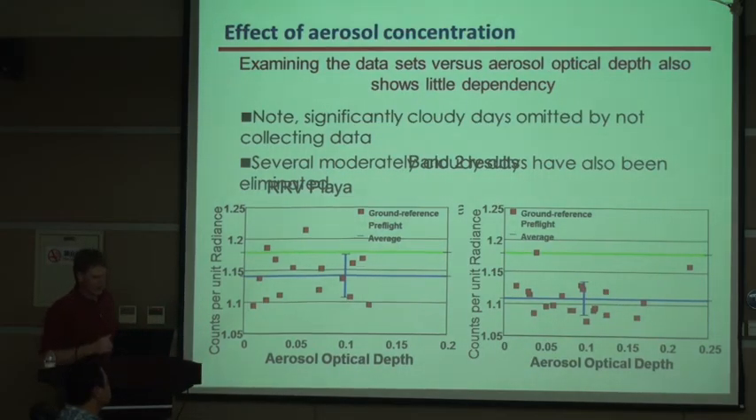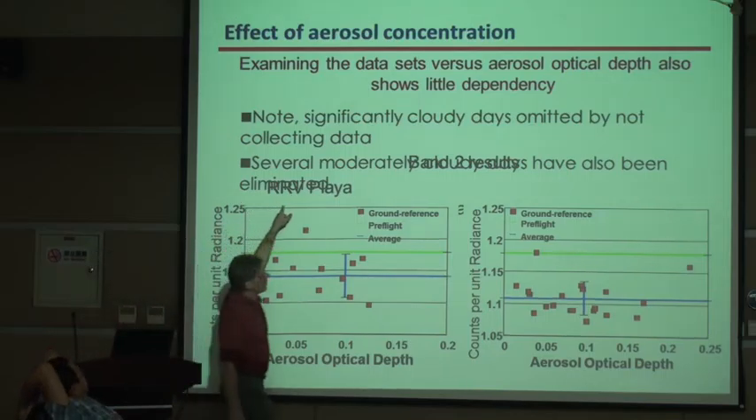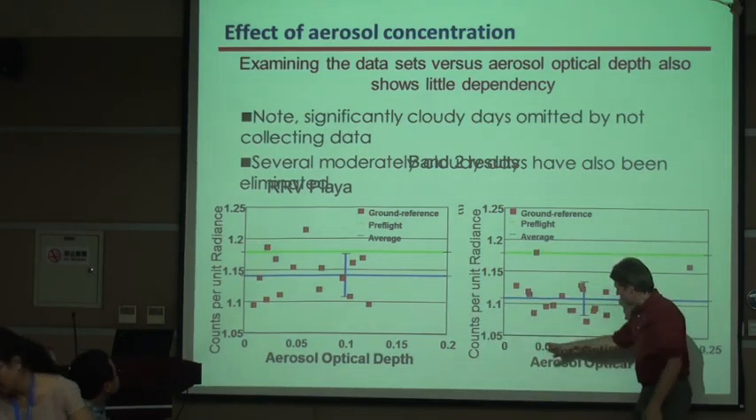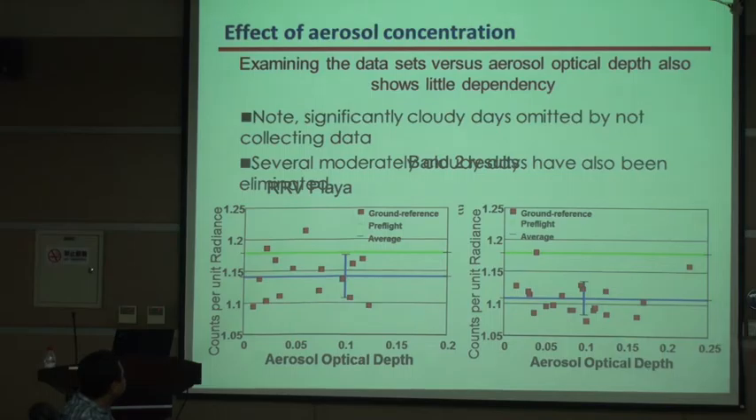So, other things. Titles, I apologize, something happens to the fonts here. But this is again looking at repeatability. This is Railroad Valley Playa, this is Ivanpah Playa. It's looking as a function of aerosol optical thickness, and it's the retrieved coefficient, the counts per unit radiance, and these are for Landsat data.